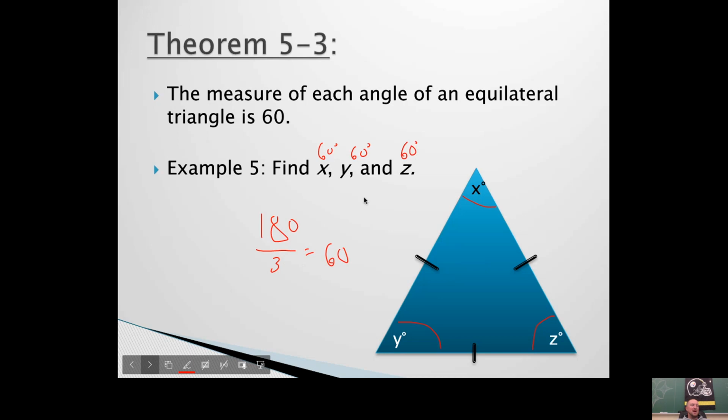So the next time you see a problem like this, and you definitely will in your homework, you don't need to do any math. You don't need to do any higher level thinking. The theorem tells you the measure of each angle there is 60.